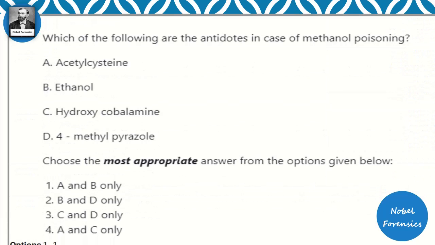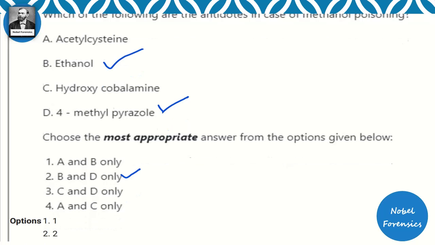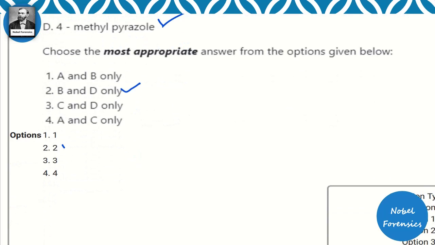And 72, which of the following are the antidotes in case of methanol poisoning? Usually in case of methanol, the main antidote is ethanol only. Ethanol is the main antidote for methanol. But they asked for a combination. So 4-methyl pyrazole is also an antidote for methanol. So ethanol and 4-methyl pyrazole, B and D. So option 2 is correct.